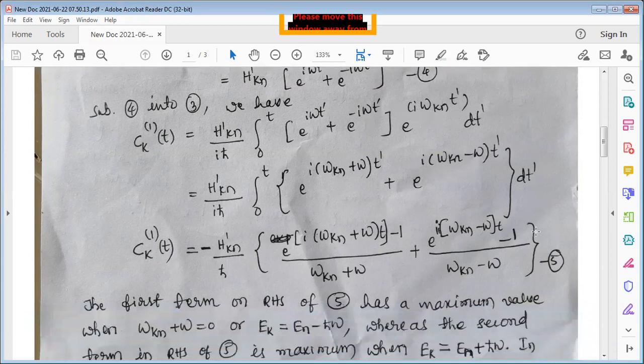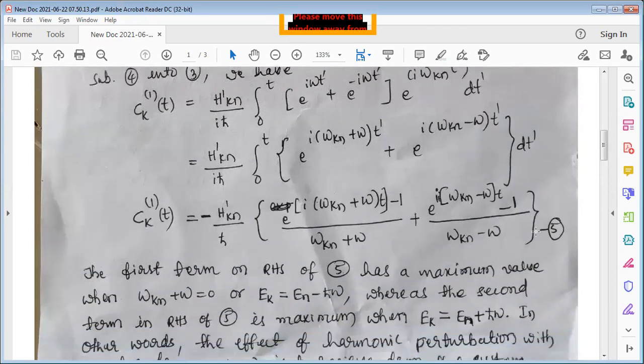Now we have to integrate this equation. The integrand is now in explicit function form, so it is very easy to integrate. You have to integrate term by term. So this is the first term, you will integrate it.